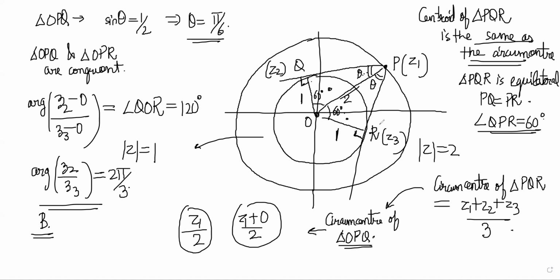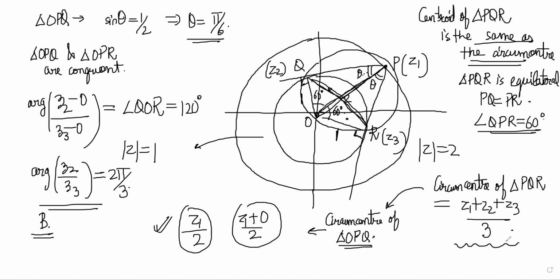And that circumcircle has OP as the diameter. If you draw the circumcircle, OP is the diameter. So it is also passing through R, because the angle ORP is also 90 degrees. So what I'm saying is that the circumcircle of triangle PQR is the same as the circumcircle of triangles OPQ and OPR. And the circumcenter is Z1 by 2, which is the same as (Z1 plus Z2 plus Z3) by 3.